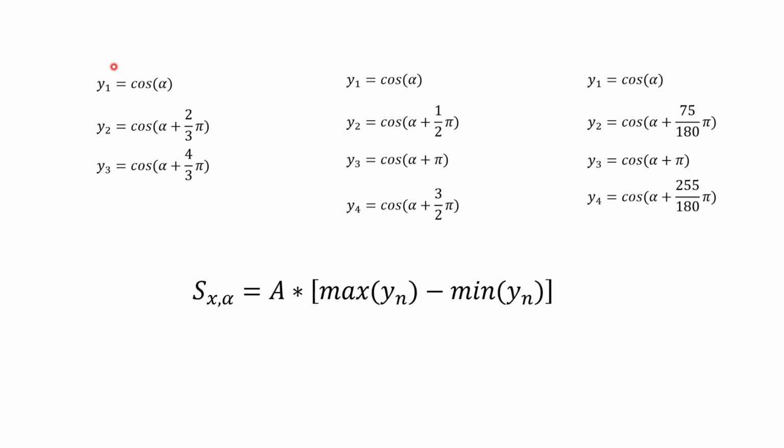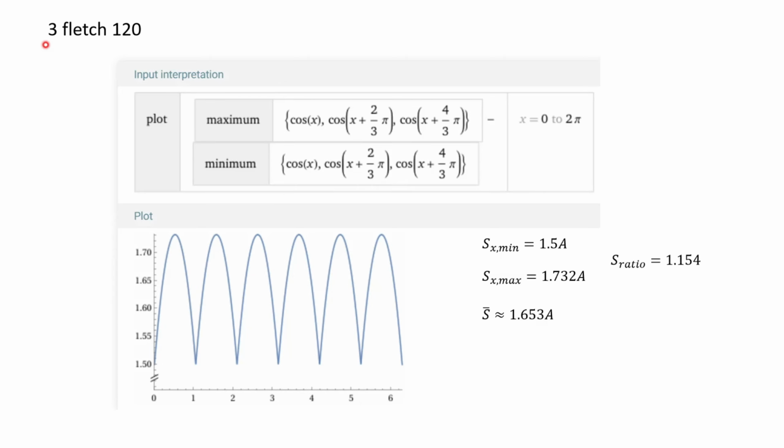So in a three fletch setup, we have three y values. This is a 90-degree classic 4-fletch and a 75-105 4-fletch, okay? And the total surface area exposed to crosswind as a function of alpha is just given as the area of one vane times the maximum of these values subtracted by the minimum of these values, okay? So let's graph it for a 3-fletch 120 setup. Here's what it looks like.